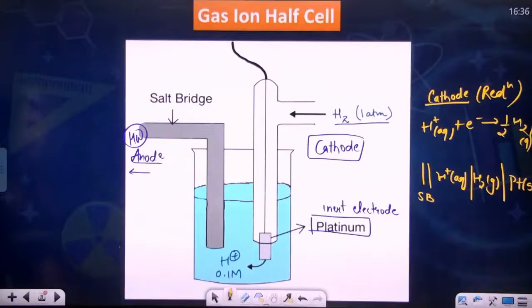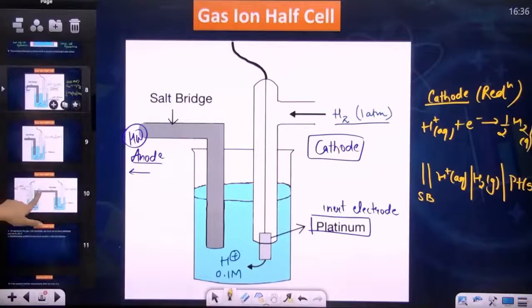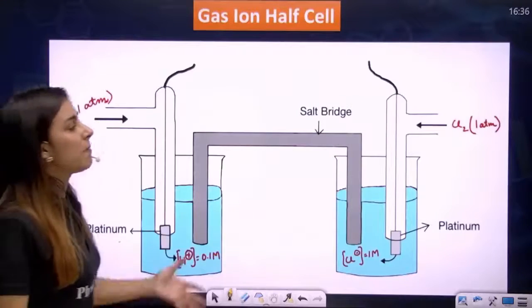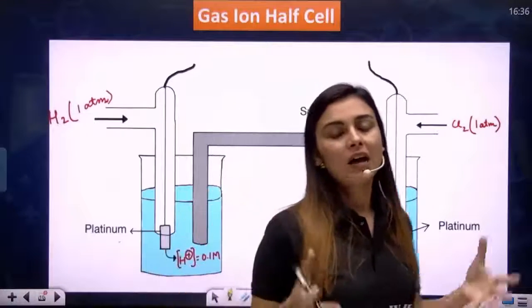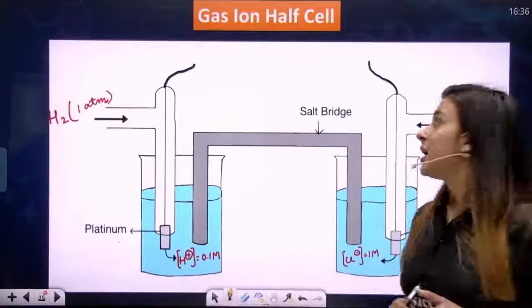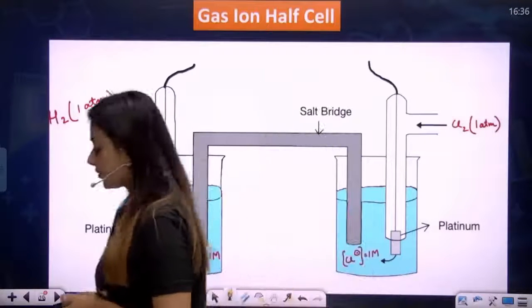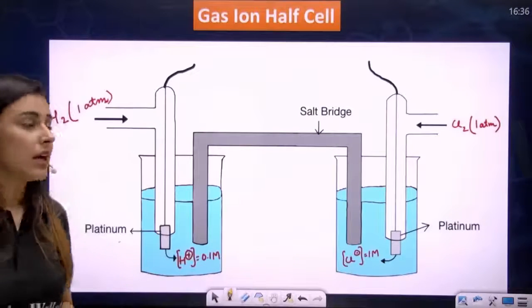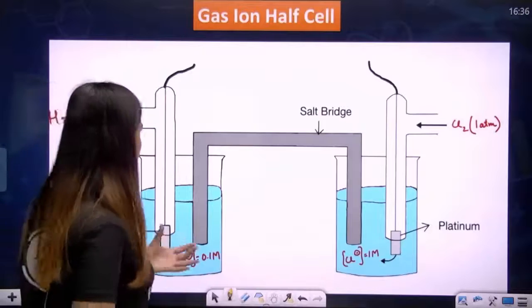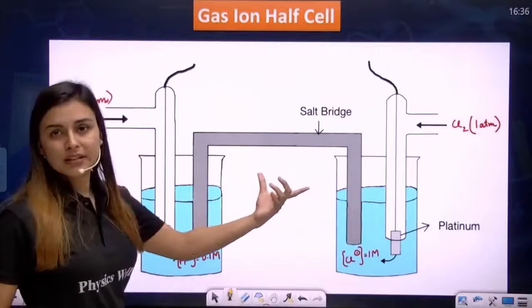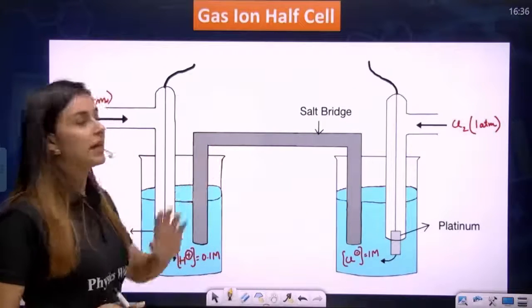Okay, I hope you've written it. You've paused the video and written it. Now you have combined the two half cell gas ion half cells. You have H2 gas here, Cl2 gas here. So both the half cells are gas ion half cells.